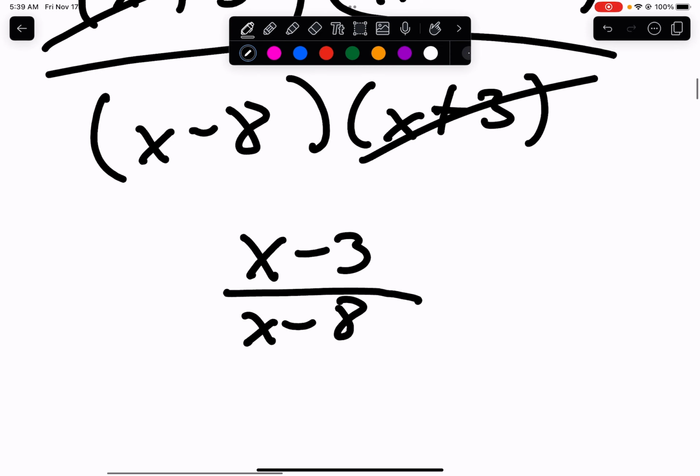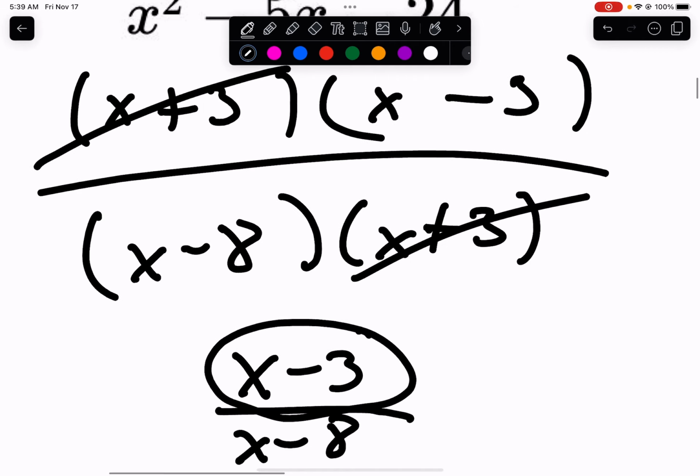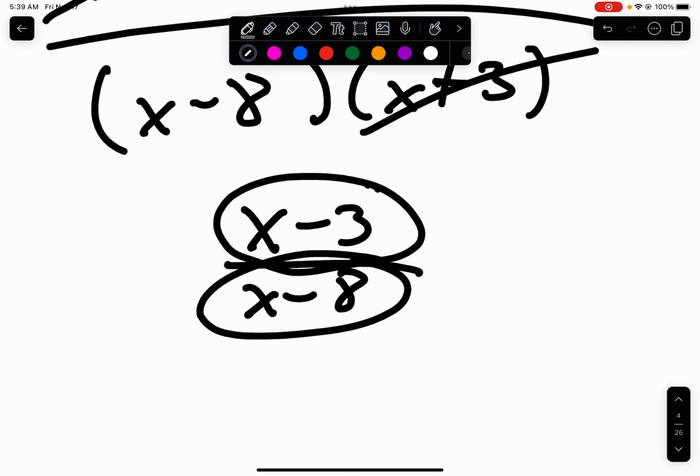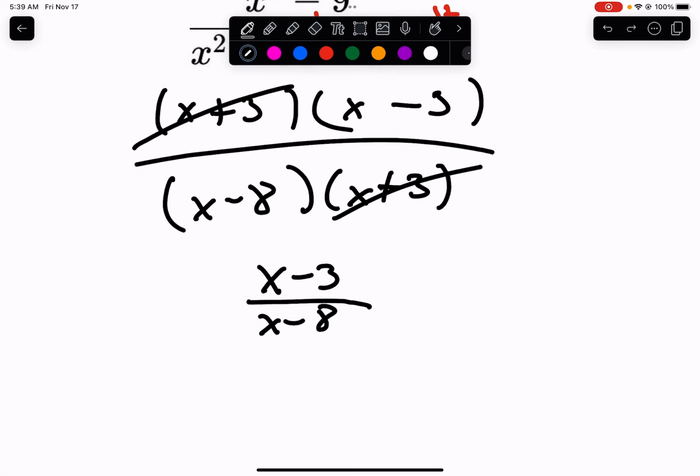You're probably wondering about the parentheses. You need the parentheses when you have multiple things being multiplied on top or on bottom. After we cancel everything out, we're only left with one thing on top, one thing on bottom, and none of it is being multiplied. We don't need the parentheses. It's not wrong to leave them, it's just kind of weird.